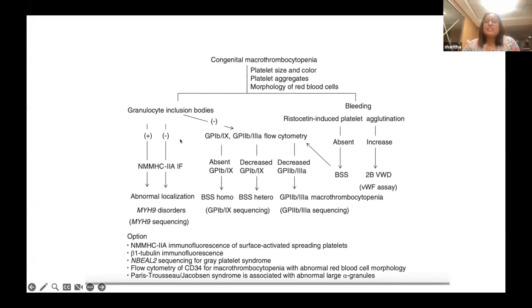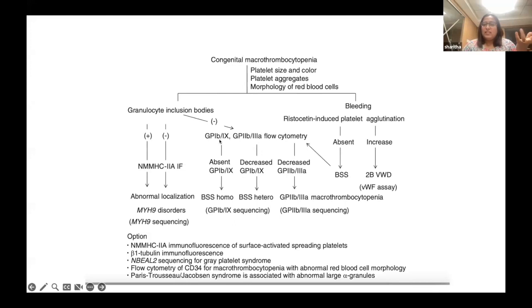If there are no inclusion bodies and we still suspect it, as I said, in Epstein platelet syndrome the granulocyte inclusion bodies are absent. If we have a strong suspicion of it, we could still go ahead with the MYH9 sequencing. If there are no granulocyte inclusions and there are giant platelets on smear, then we should go for flow cytometric evaluation of GP1BB and GP2B3A. GP2B3A is also deficient in cases of Glanzmann's thrombasthenia. Again, this also causes macroplatelets. So this can be easily detected by flow cytometry.